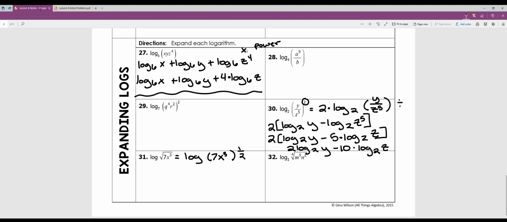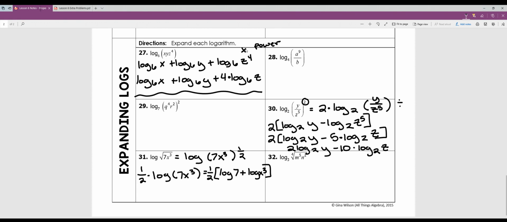And because it's to the 1/2 power, I know I can use my power rule to expand this. And we put our power in the front. So this will be 1/2 log of 7x cubed. So I've gotten rid of my power, and now looking again, I have 7 times x cubed. So that tells me I can use my product rule. And remember, when I'm expanding my product rule, I add the 2 logs together. So this is going to be 1/2 times the log of 7 plus the log of x cubed.